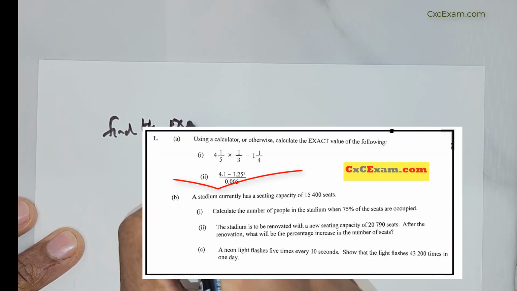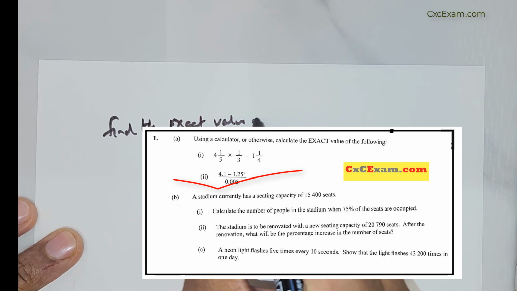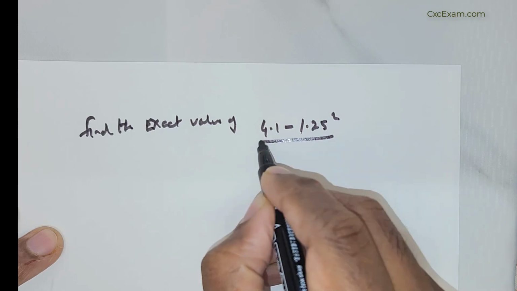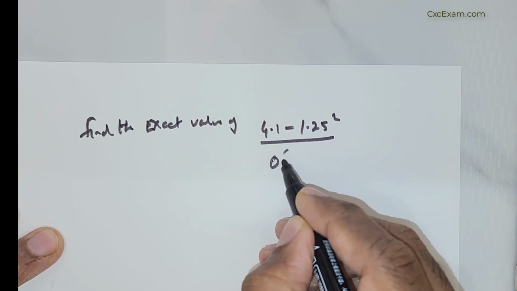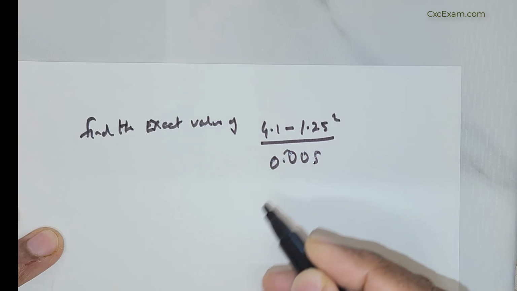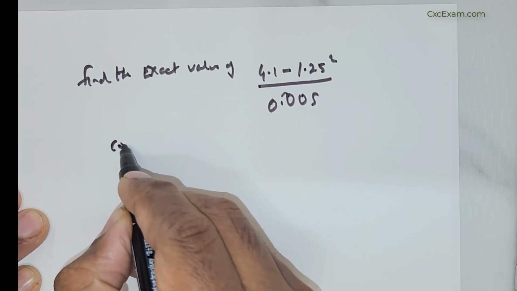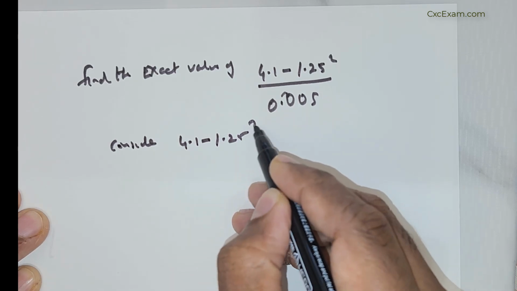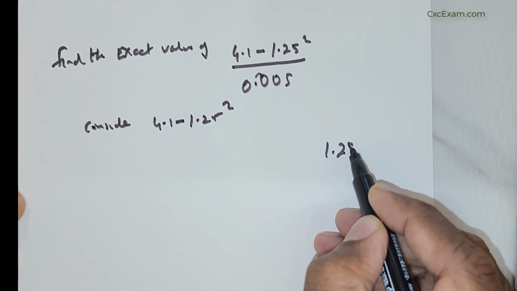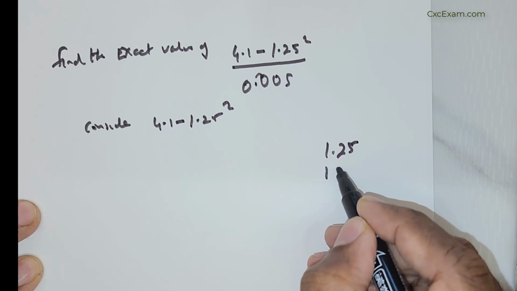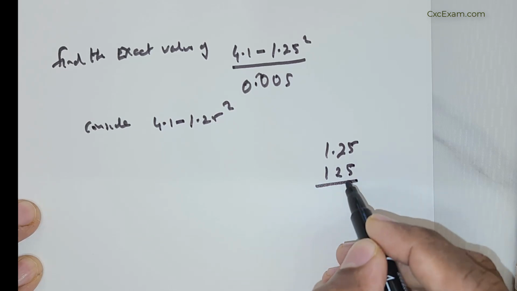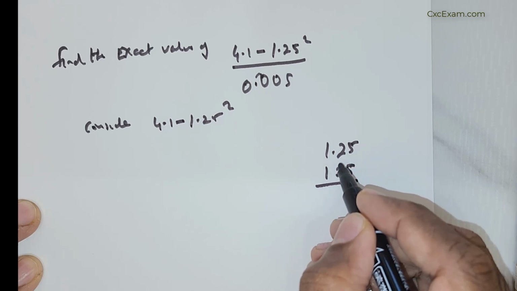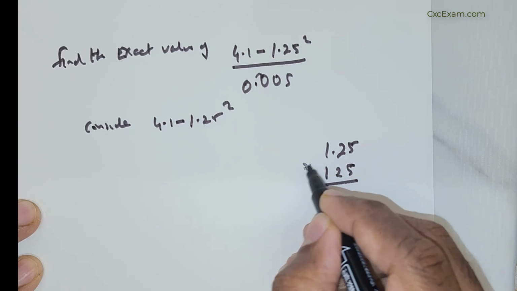Find the exact value of (4.1 minus 1.25 squared) divided by 0.005. Now let me consider 4.1 minus 1.25 squared. Now I need to square 1.25 with 1.25. So what I'm going to do is just multiply 1.25, or I would say 125, with 125.